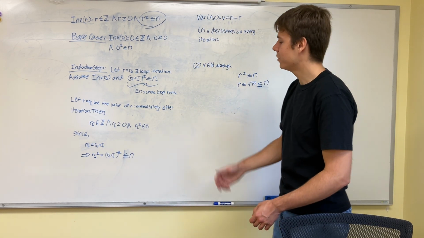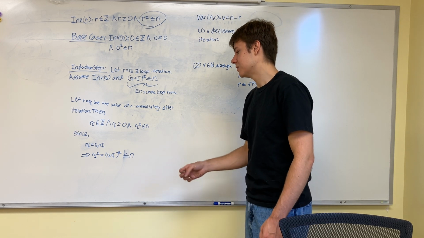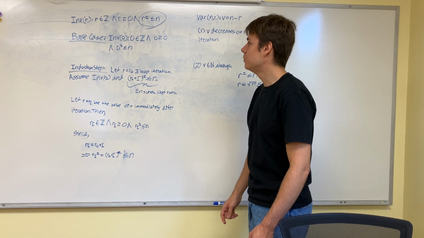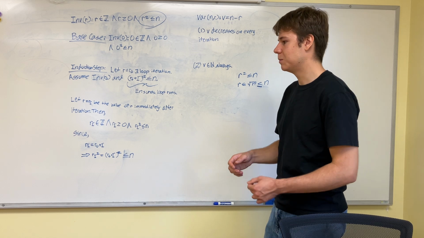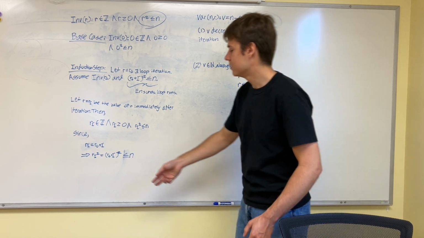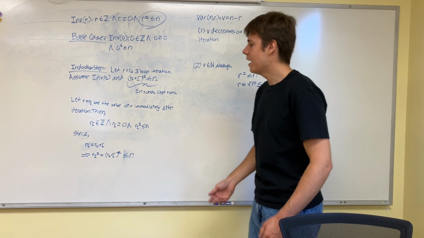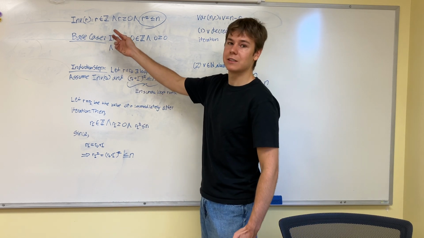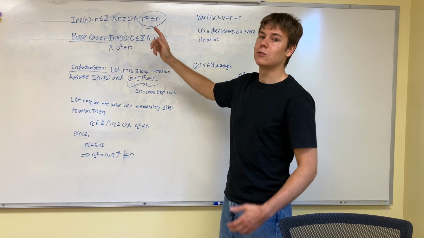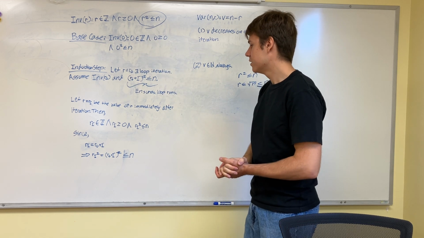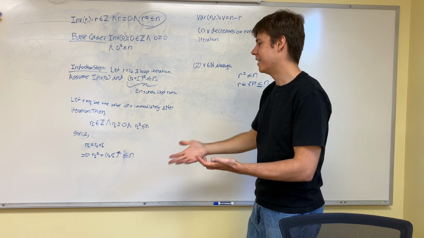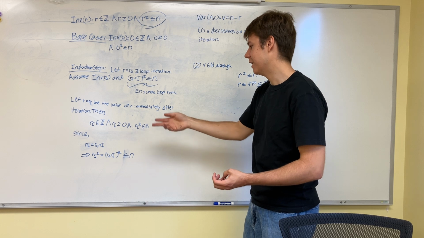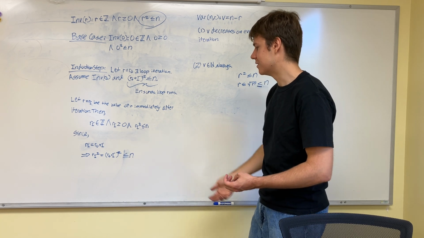Then R1 belongs to integers, and R1 is greater than or equal to 0. These two statements are true because R1 is just going to be incremented, so R1 equals R naught plus 1. And because we assumed invariant R naught, we know that R naught belongs to integers, and R naught is greater than or equal to 0. That tells us that clearly R1 is greater than or equal to 0 and belongs to integers.